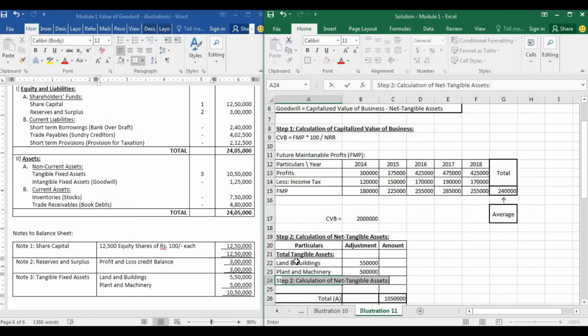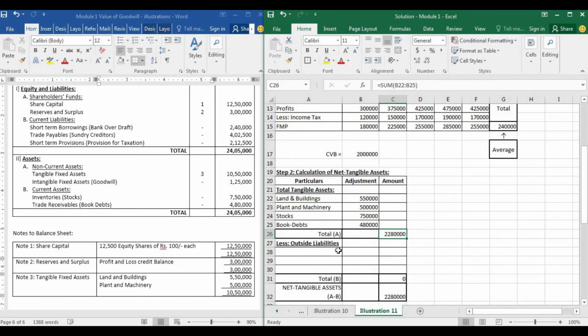Then we will take stocks. Stocks is valued at 7,50,000. And lastly, we will take book debts, otherwise known as debtors. We'll take that as 4,80,000. The total is 2,28,000. Total assets, okay, total tangible assets rather.